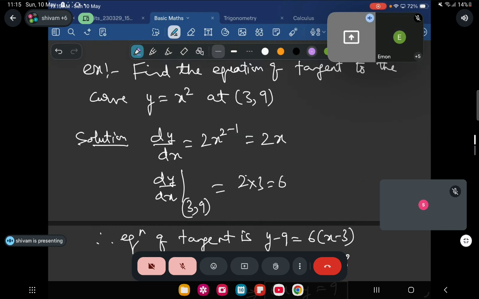Point-slope form, the equation of the straight line: y minus y1 is equal to m into x minus x1. You have done it in coordinate geometry, different forms of straight line. That was there in boards, right?